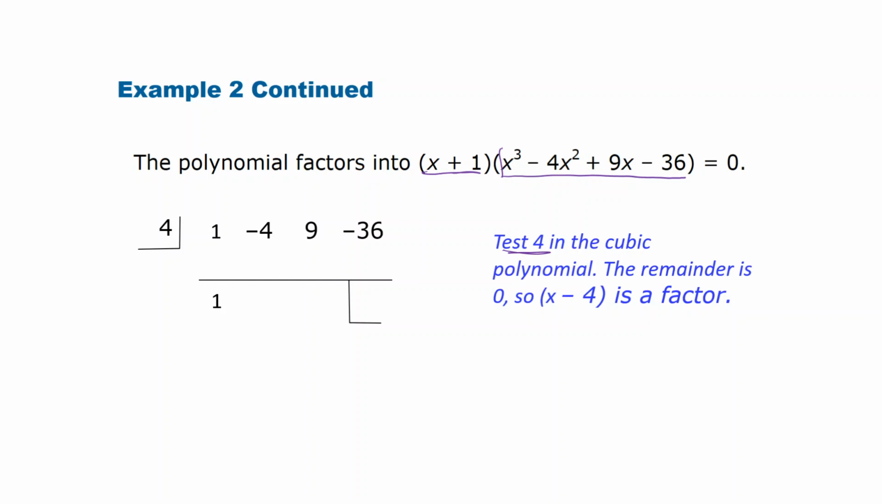So again, we bring our 1 straight down and then start multiplying. 4 times 1 is 4. Add negative 4 plus 4 is 0. 4 times 0 is 0. 0 plus 9 is 9. And 4 times 9 is a positive 36. Add those together, we get 0. So we have just proved that x minus 4 is indeed also a factor of our original polynomial.